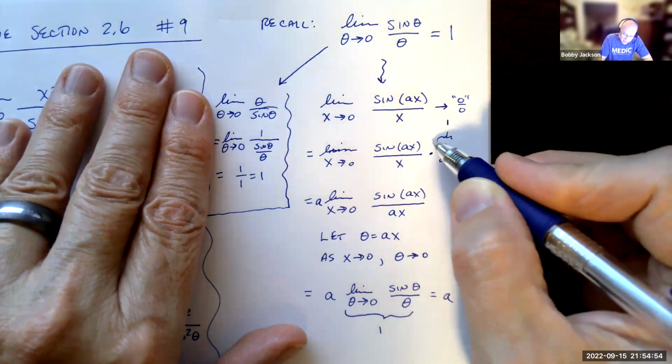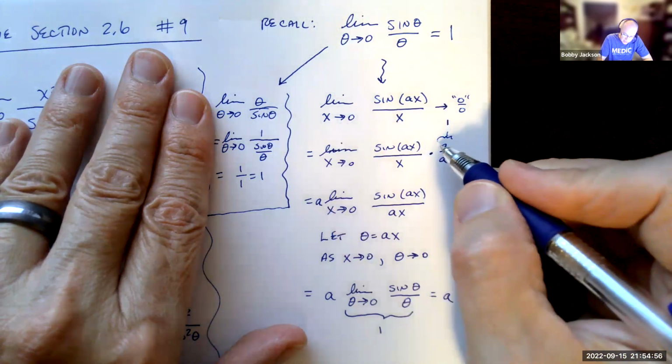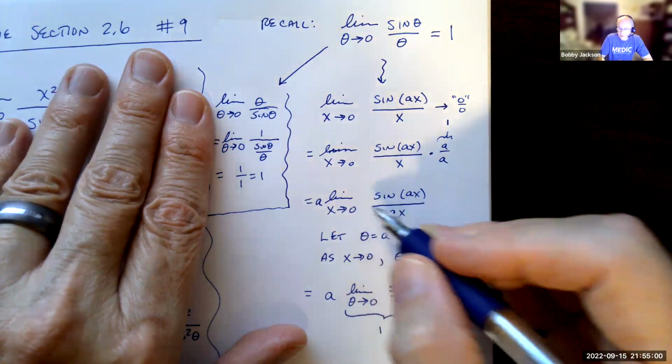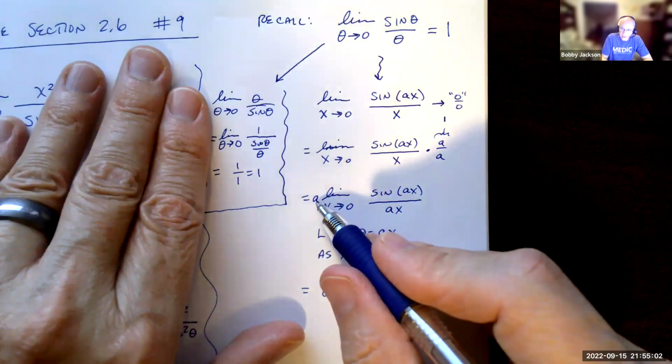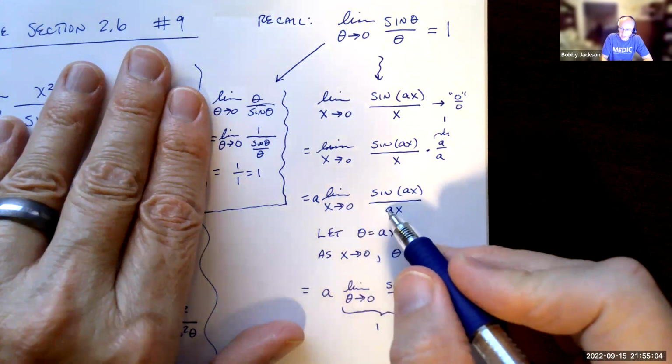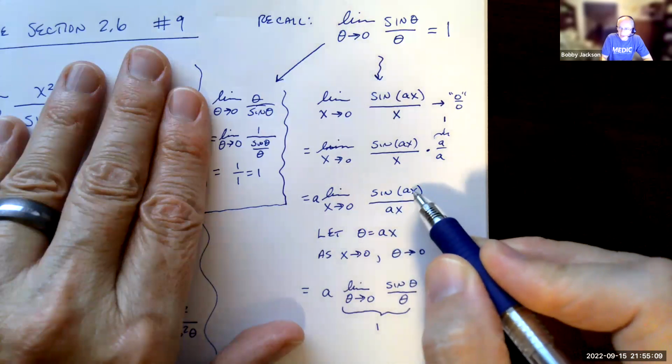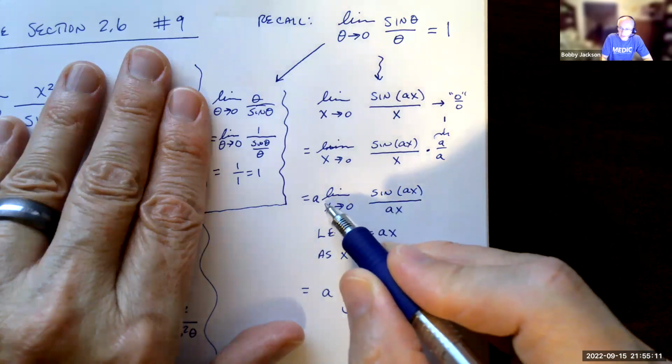This a I can pull outside the limit because it's a constant multiple, provided this limit here exists. So all I've done is multiply top and bottom by a. So we have the a out here and the a down here. So that's just 1. But now I'm halfway there. I've got ax in here. I've got ax here. I just need to make this an ax.